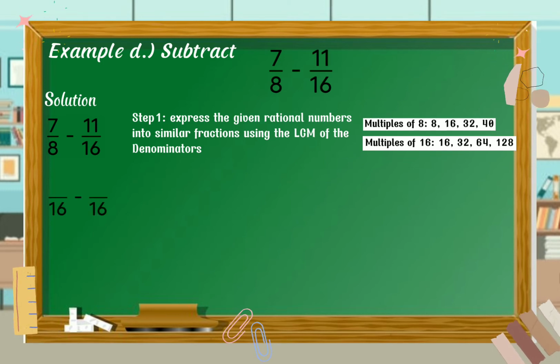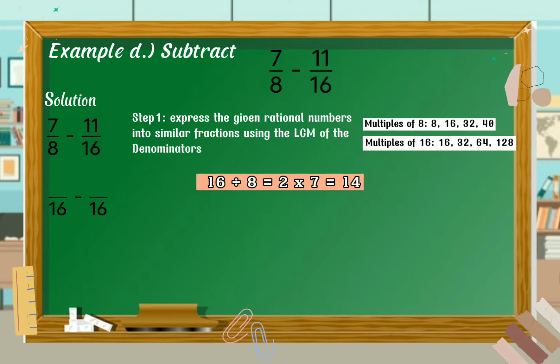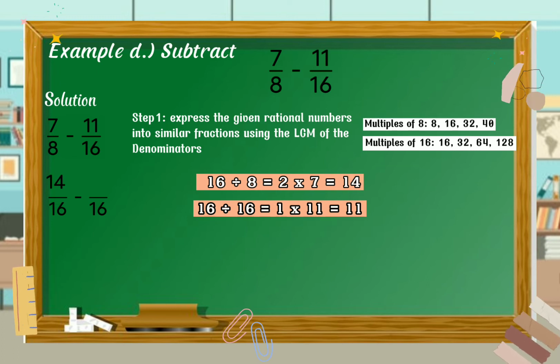Therefore, 16 is our new denominator, and the same as our previous examples, we must divide it by our previous denominators, then multiply it into the numerators to express it as similar fractions. So here we have 16 divided by 8 is equal to 2, multiplied by 7 is equal to 14, and this becomes our new numerator of our first term. Then 16 divided by 16 is equal to 1, multiplied by 11 is equal to 11, and this becomes the new numerator of our second term.